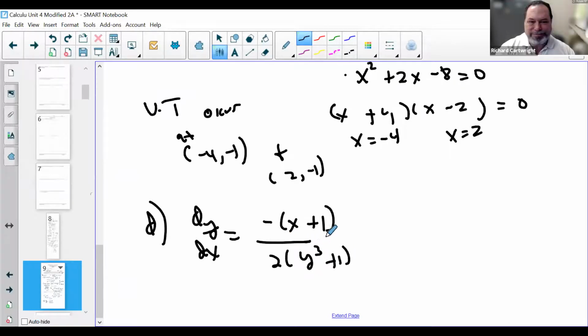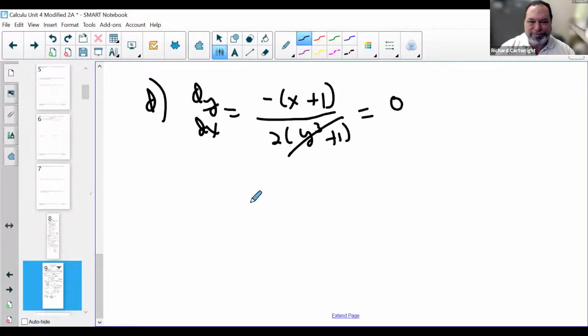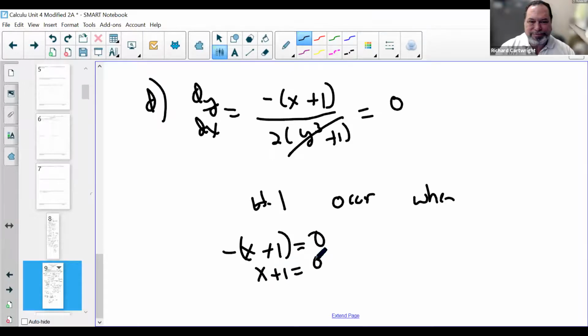So what happens here, if I set this thing equal to 0 to find horizontal tangents, and I multiply both sides by this denominator, doesn't it go away? So the truth of the matter is, I only really care about when the numerator is 0. So really, I could have said horizontal tangents occur when negative of x plus 1 is 0. That means x plus 1 is 0. That means x is negative 1.